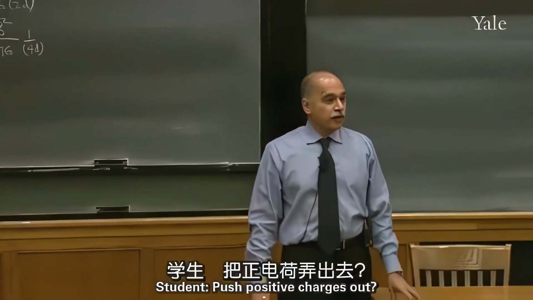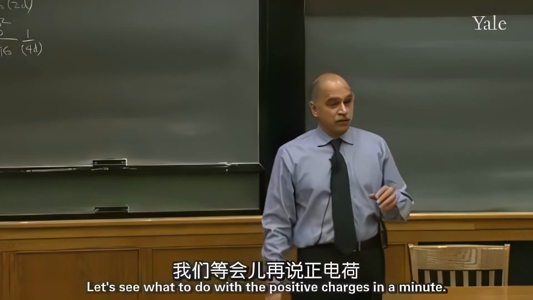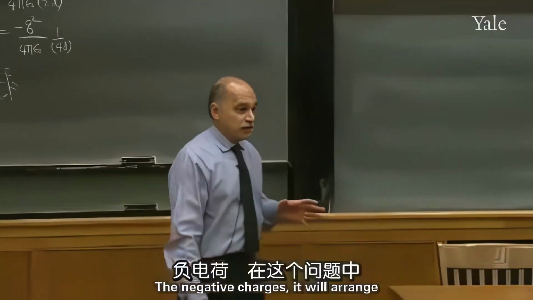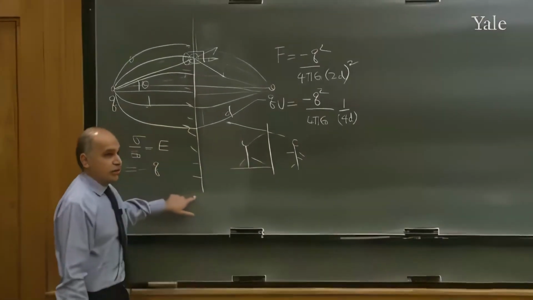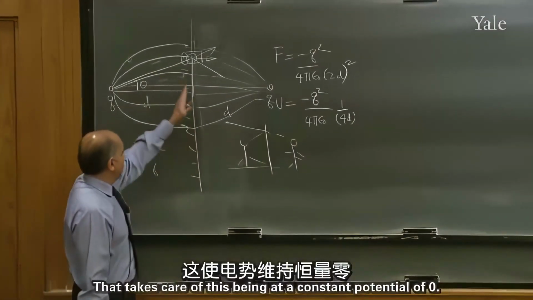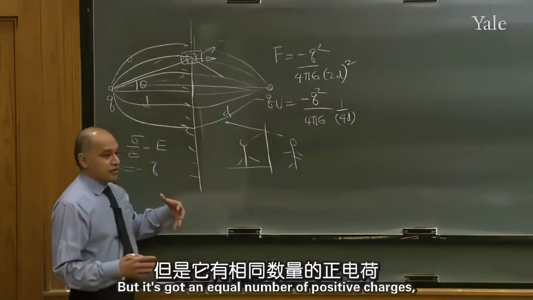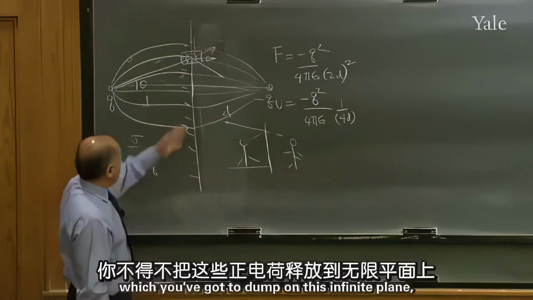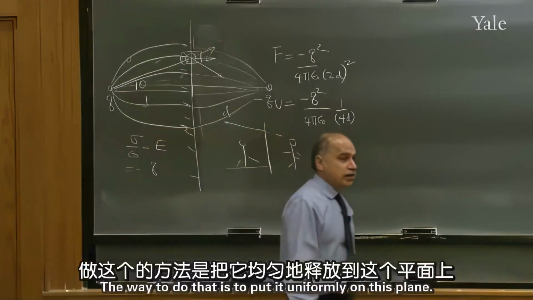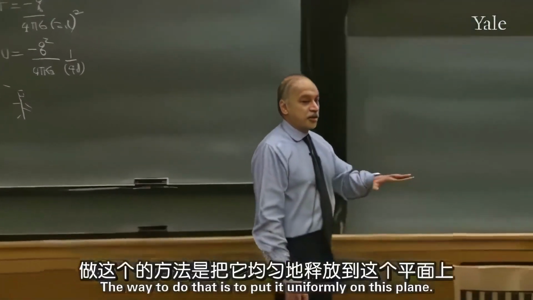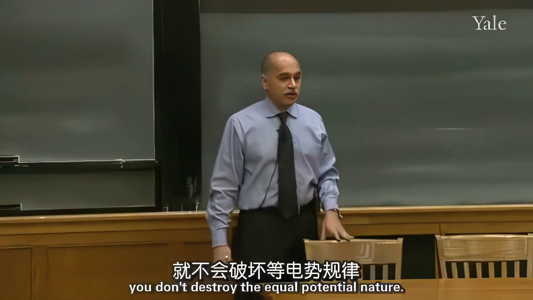Yeah? Push positive charges out. It'll split into positive and negative charges. Let's see what to do with the positive charges in a minute. The negative charges, it'll arrange exactly the way it wants to in this problem. Okay? That takes care of this being at a constant potential of 0. But it's got an equal number of positive charges, which you've got to dump on this infinite plane without ruining the constant potential. The way to do that is to put it uniformly on this plane. If you spread it uniformly on the plane, you don't destroy the equipotential nature.